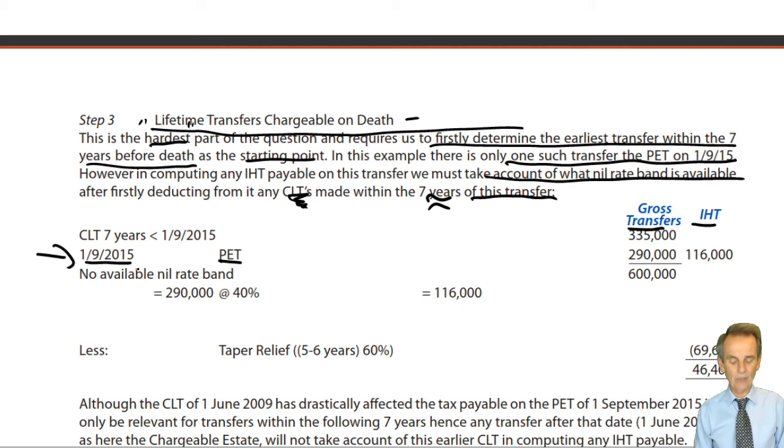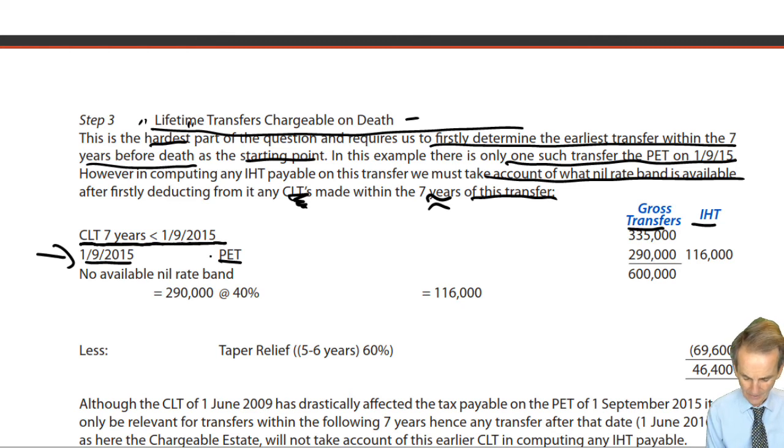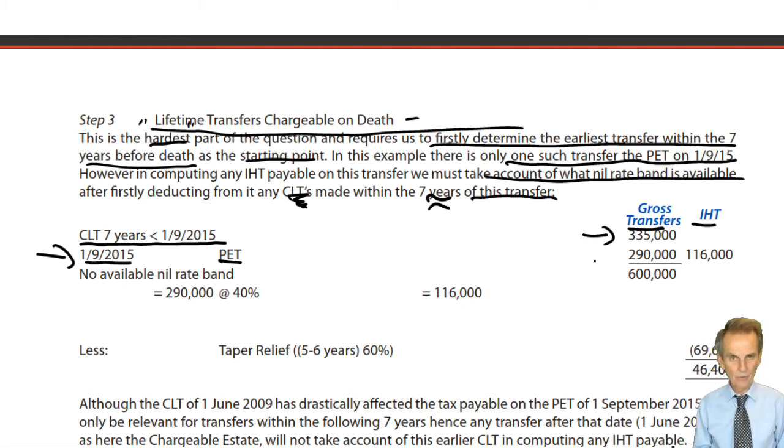Go back 7 years prior to September 15, that'll take you back to September 08, and only include their CLTs within the 7 years before the 1st of September 15. That, as we know, is the 335. Remember, whether that number is now bigger than the nil rate band on death, the self-same 325 or not, is irrelevant, because there's no tax. Again, here in this IHT column, there is no tax going in there.